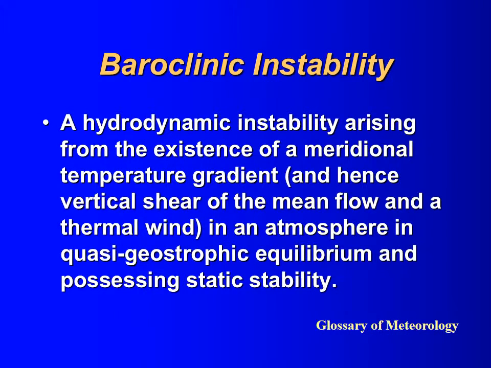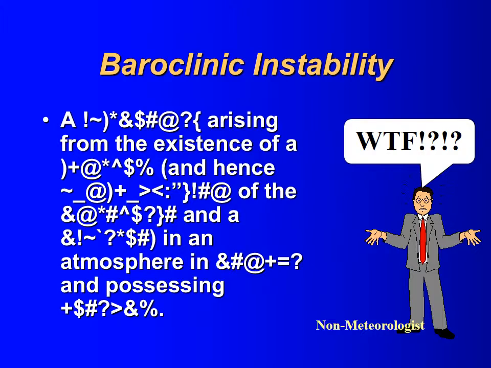And straight from the glossary of meteorology, here's the definition of baroclinic instability. It's a hydrodynamic instability arising from the existence of a meridional temperature gradient and hence vertical shear of the mean flow and a thermal wind in an atmosphere in quasi-geostrophic equilibrium and possessing static stability. What the hell does that mean?